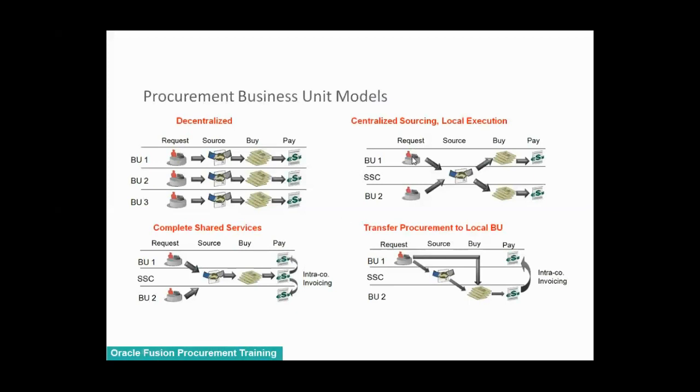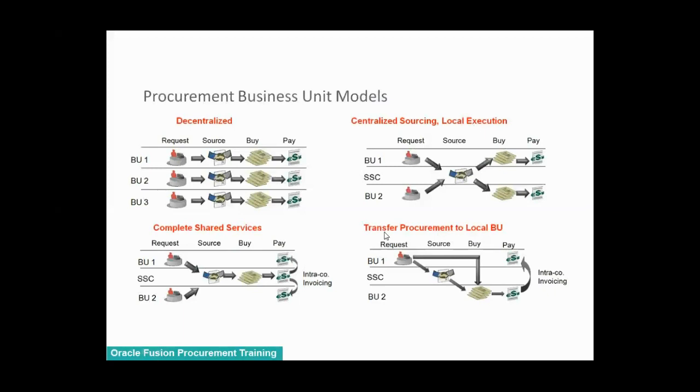Okay. And here if you look at here, this is centralized sourcing and local execution. That means sourcing is happening under one business unit. That means you are negotiating with the supplier, but the buying is happening locally here. Local execution. The buying and paying are happening locally. This is called local execution.